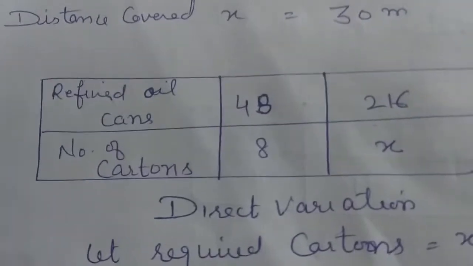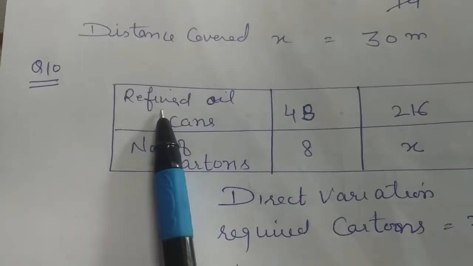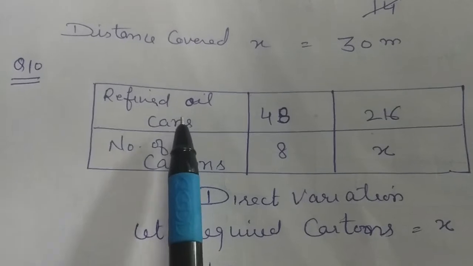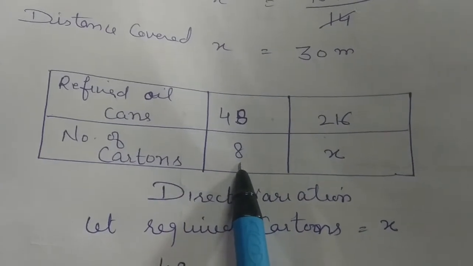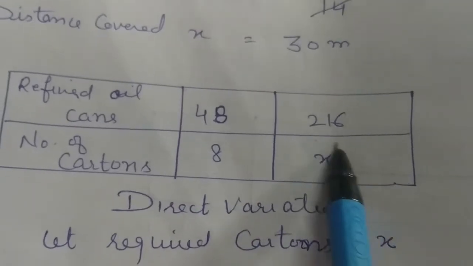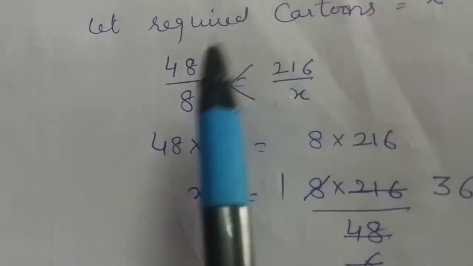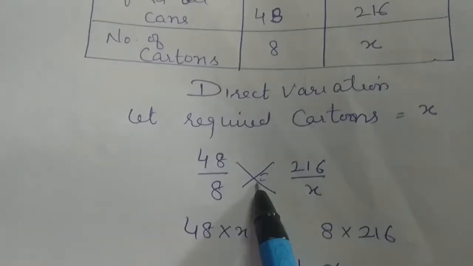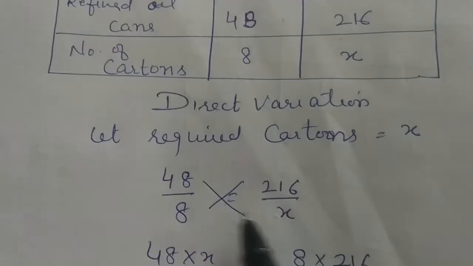question number 10. First of all, draw the table. Here write refined oil cans and number of cartons in which these cans are packed. 48 cans can be packed in 8 cartons and 216 cans can be packed in x cartons because we don't know. It is direct variation and write here 48 over 8 is equal to 216 over x. Cross multiply.